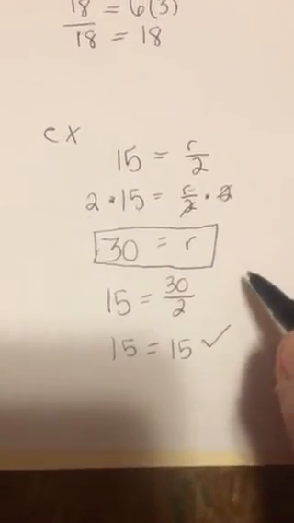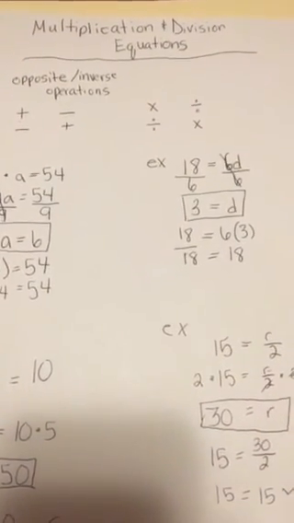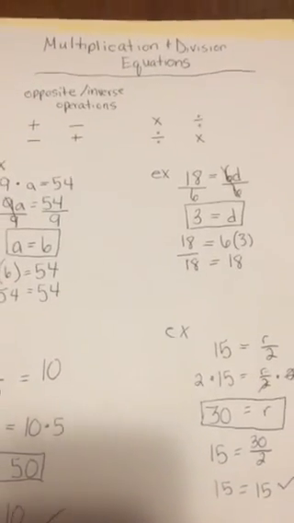R equals 30. All right, so I'm going to go ahead and let you guys do these on your own. If you have any problems, go back to previous lessons. They can help you out.